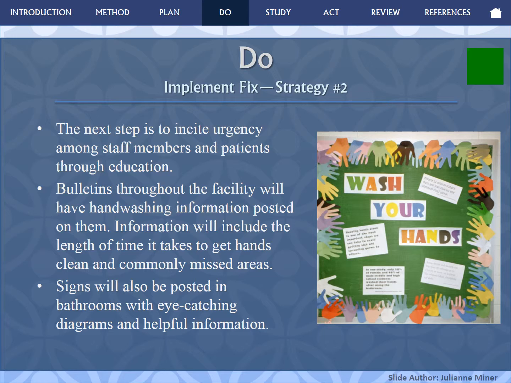Information will be posted on bulletins around the facility as well as in bathrooms. For example, we will post eye-catching signs in the bathrooms that will have a picture of which areas of the hands are commonly missed that carry a lot of germs, for example, under the nails. And we will include information about why it is important to take time in washing your hands. Signs will be in multiple languages due to the high number of international patients in our area.